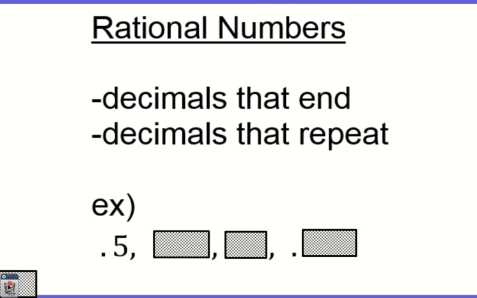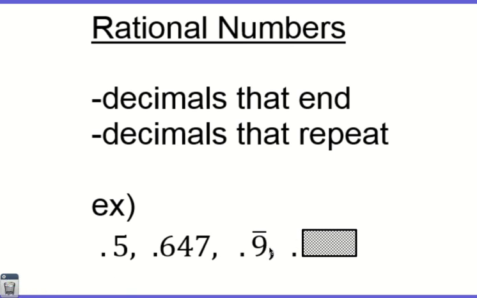So some quick examples: 0.5, that has a decimal that ends. It ends just after 0.5. 0.647, that is rational. 0.9 repeating, okay, that goes on forever, but at least it repeats a pattern, so therefore it's rational. And 0.256 repeating, 256, 256, 256. And let's also write down 7, like I said, because those are also rational numbers.